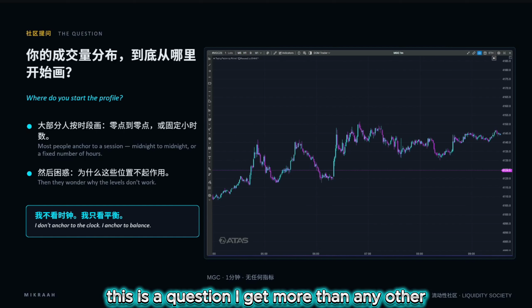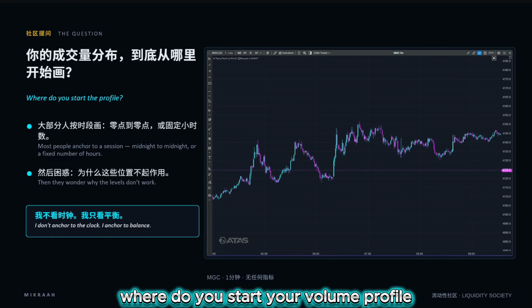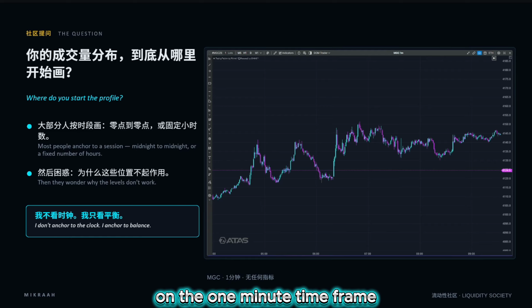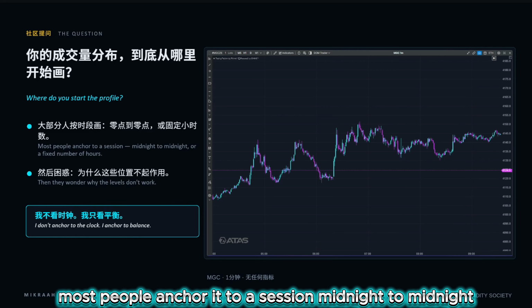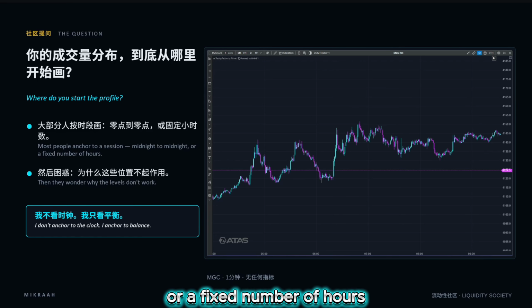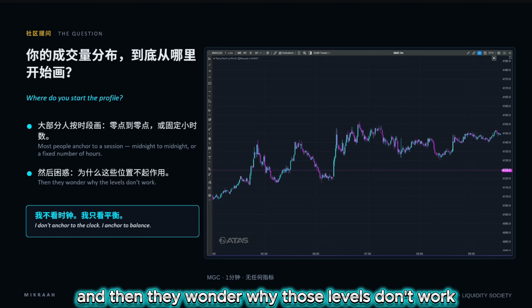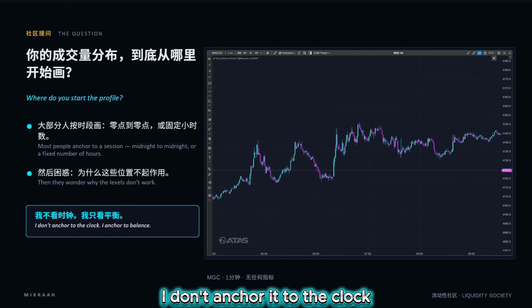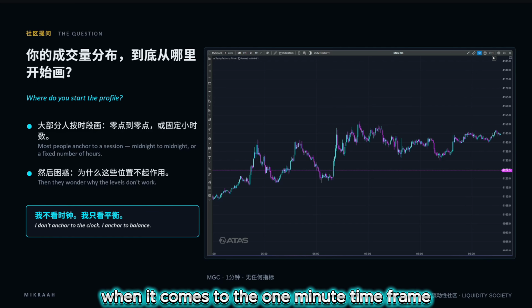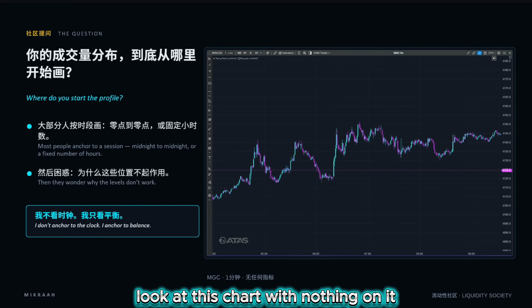And this is a question I get more than any other. Where do you start your volume profile on the 1 minute time frame? Most people anchor it to a session, midnight to midnight, or a fixed number of hours, and then they wonder why those levels don't work. I don't anchor it to the clock, I anchor it to the balance when it comes to the 1 minute time frame. Look at this chart with nothing on it.